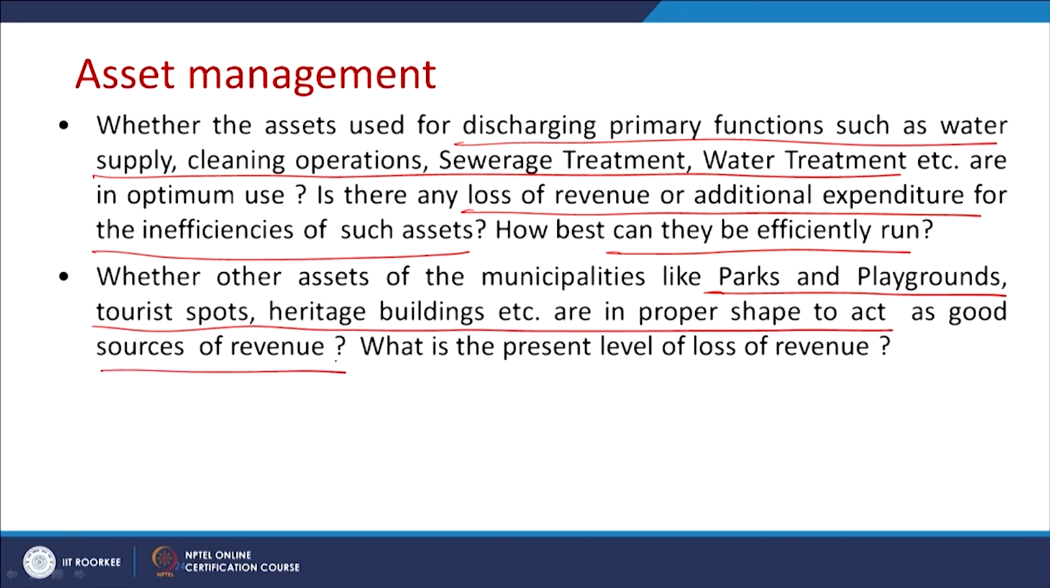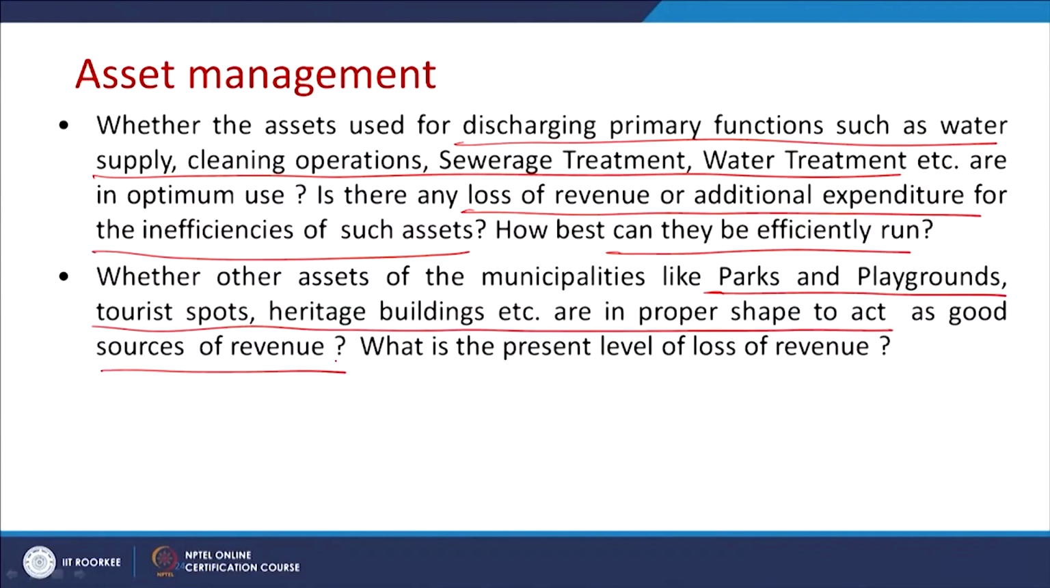So far, municipalities have considered the heritage buildings and the parks and playgrounds as liabilities. Now, if a heritage building is converted to a revenue earning asset, it can be a really potential area of revenue generation for the municipality. So, please do the current stock taking of such potential areas and assets, so that the municipality can assess and definitely improve upon that. Then, what is the present level of loss of revenue?